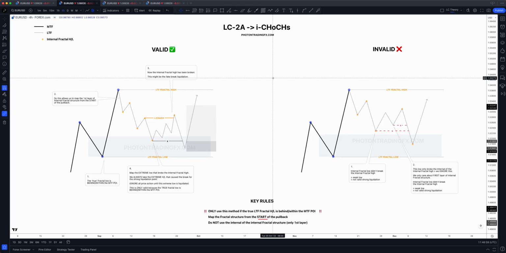So it's extremely important that you are only using this method when, well, let me show you exactly when, but basically it is when the true fractal low is behind or within the POI. Okay, so let me go through it really slowly and it will become very clear. Some of you may think you have this, but I'm seeing a ridiculous amount of people getting this wrong in the Discord so far, okay? So please listen to this very carefully.